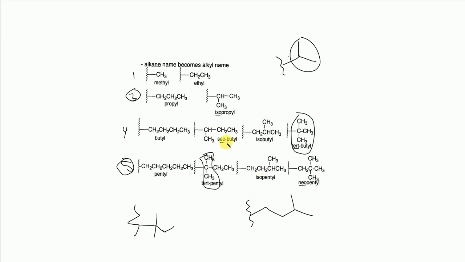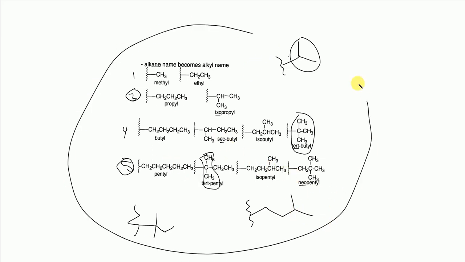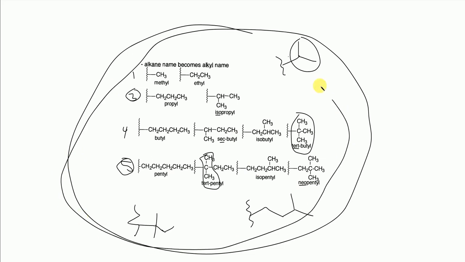All right? Sec and neo, you have to memorize them. Okay? There's no way of getting out of it. So that's how you need to memorize these names. It's very important. So go back to her notes or open up the website and memorize these. Okay? So back to naming.